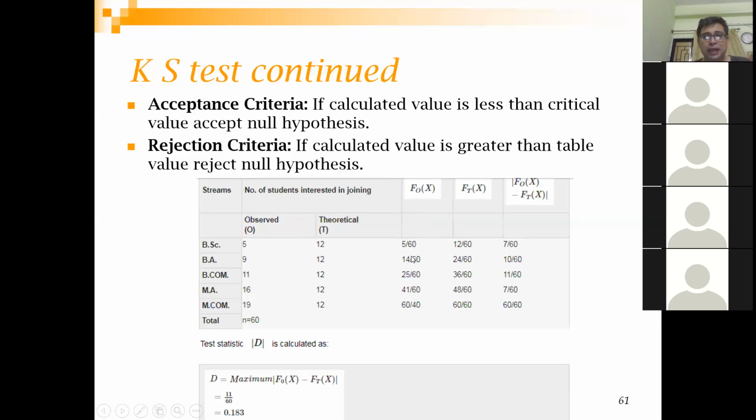So if you calculate this, it comes to be 5 by 60. This comes to be 12 by 60, and the difference is 7 by 60. Similarly, you calculate for each one of them. This comes to 14, this comes to 24, you get 10, you get 36, this way. This should have been 0 by 60. There is again a typing mistake over here, because both would have been 60 by 60 and 60 by 60, so it should have been 0. So what is the highest value? Any question? Yes, Devdeep.